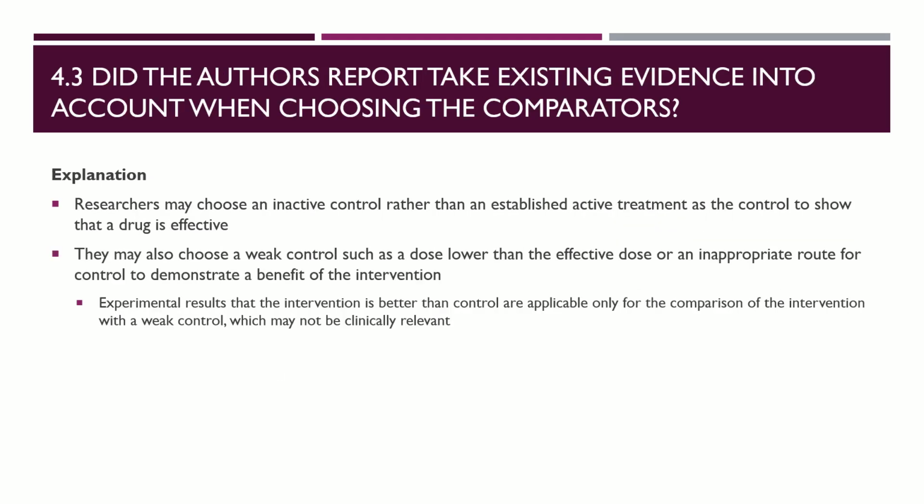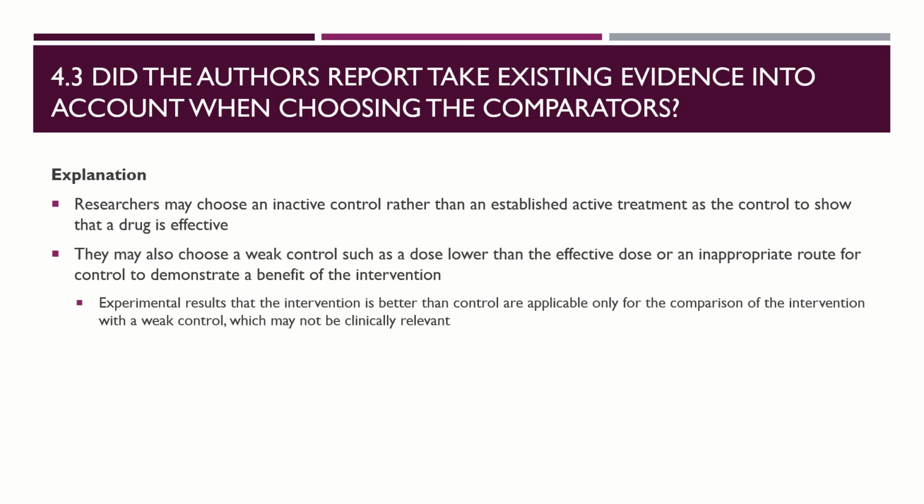Signaling question 4.3, did the authors report after taking existing evidence into account when choosing the comparators? Okay, so the researchers may choose an inactive control rather than an established active treatment as the control to show that a drug is effective. They may also choose a weak control, such as a dose lower than the effective dose or an inappropriate route for control, to demonstrate the benefit of the intervention.